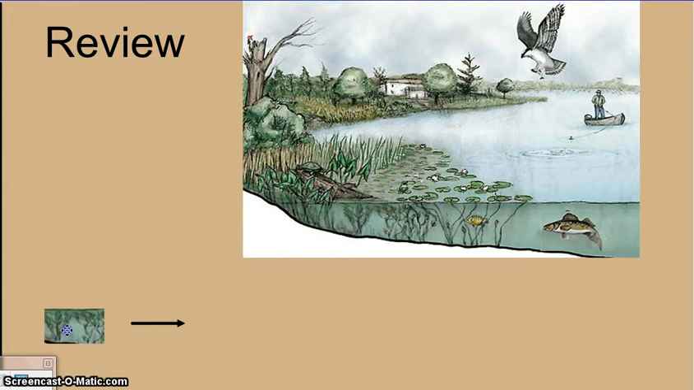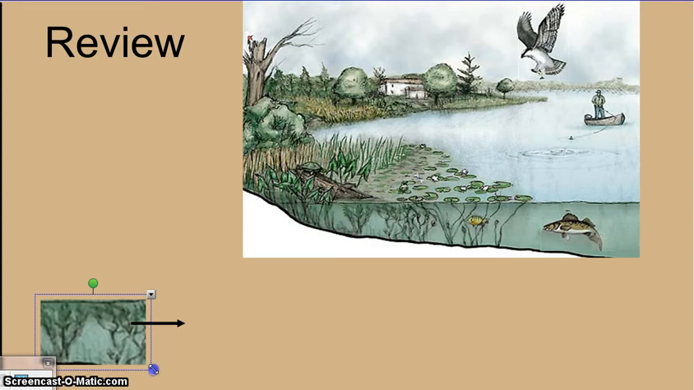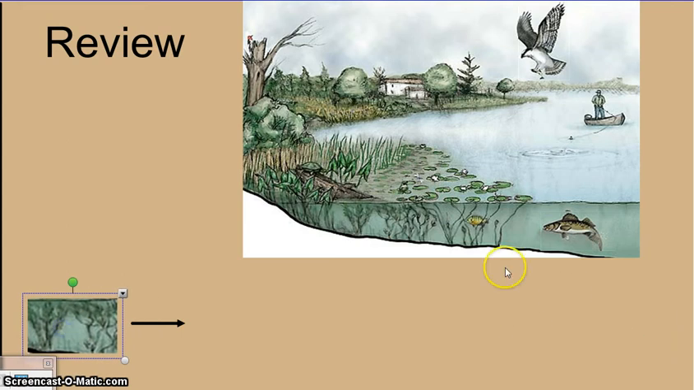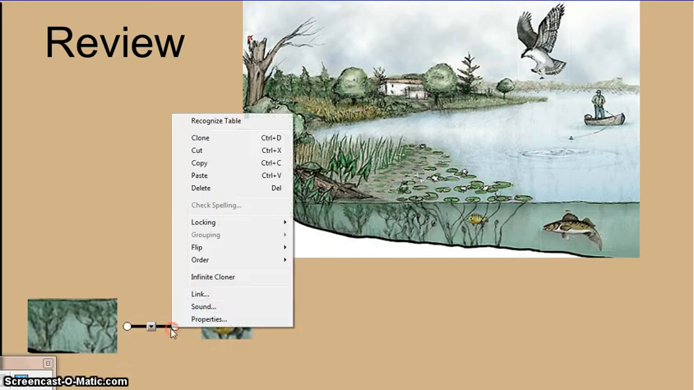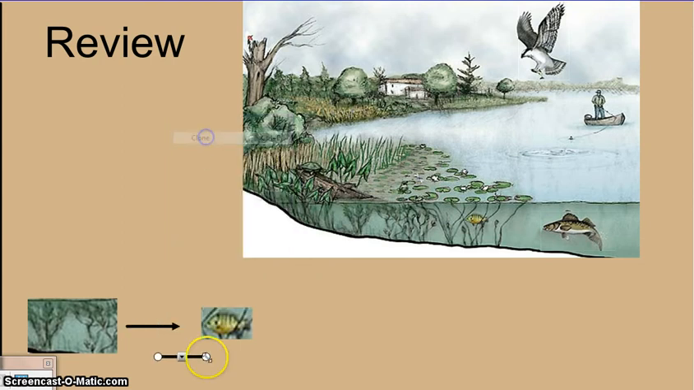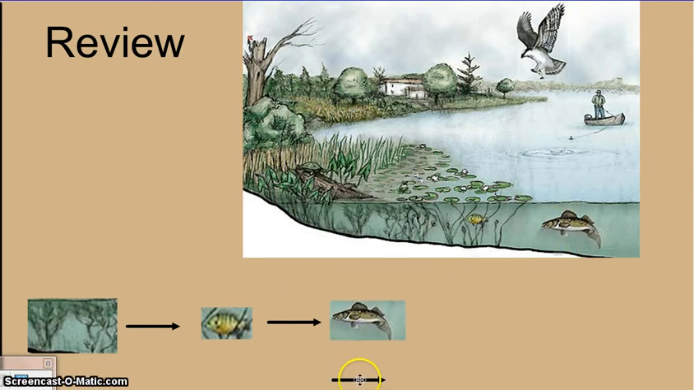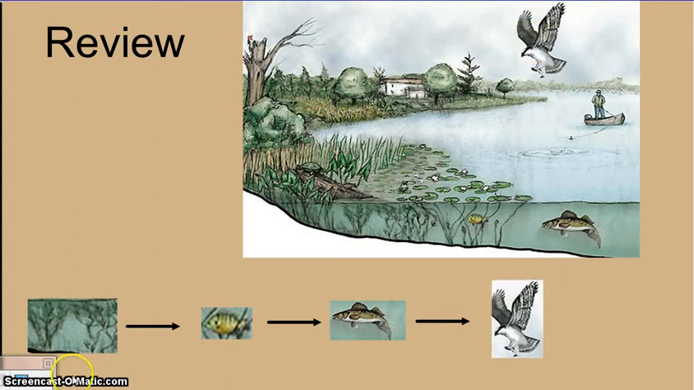We've talked about how plants take the sun's energy in, and then those in turn are eaten by smaller animals like this little fish here. So the small fish then are eaten by larger fish. The larger fish are eaten by things like hawks. And this food chain is showing the movement of energy.